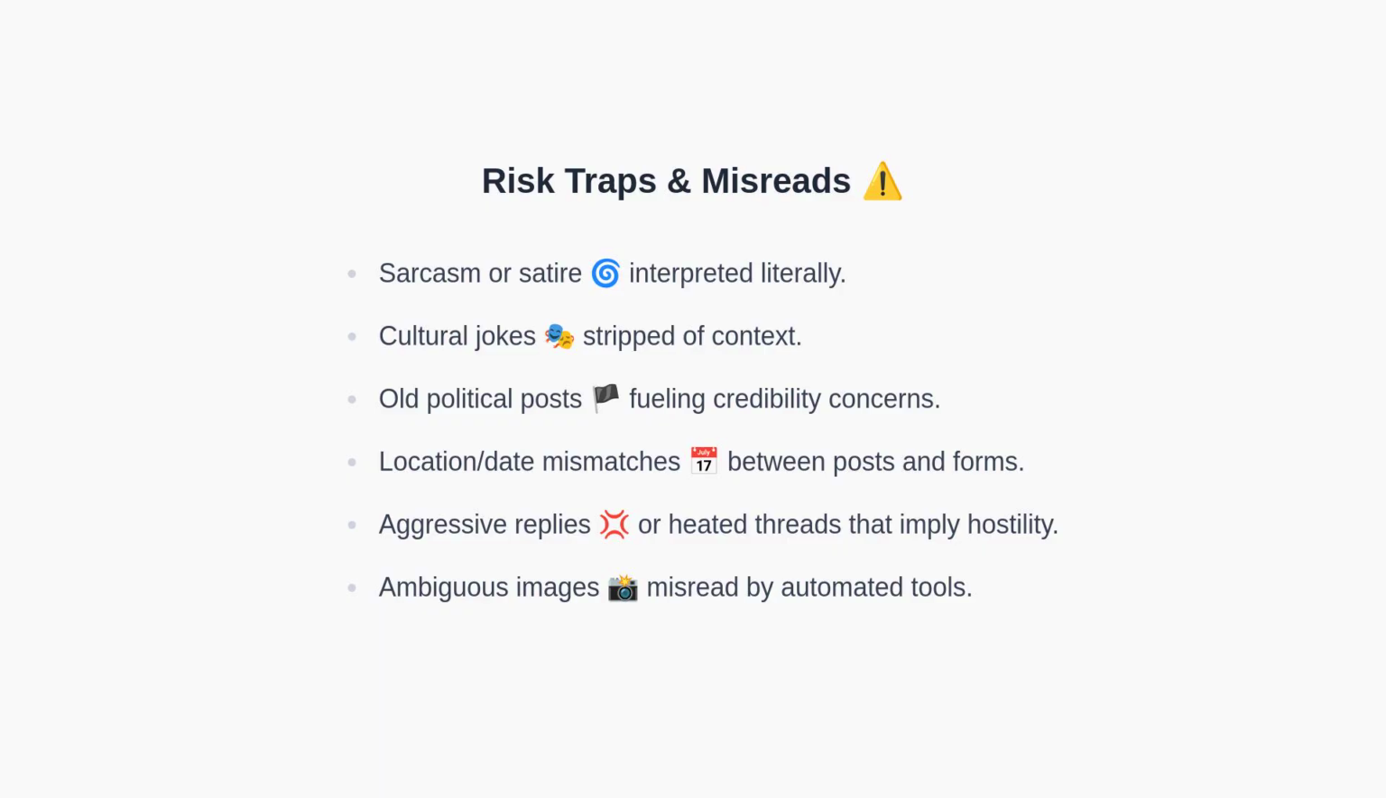Sarcasm or satire can be interpreted literally by automated tools. Cultural or regional jokes lose context. Old political posts can raise credibility or intent questions. Location and date mismatches between posts and application forms create red flags. Aggressive replies or heated threads may imply hostility. Finally, ambiguous images can be misread by algorithms that are context-blind. Proactively addressing these reduces false positives.